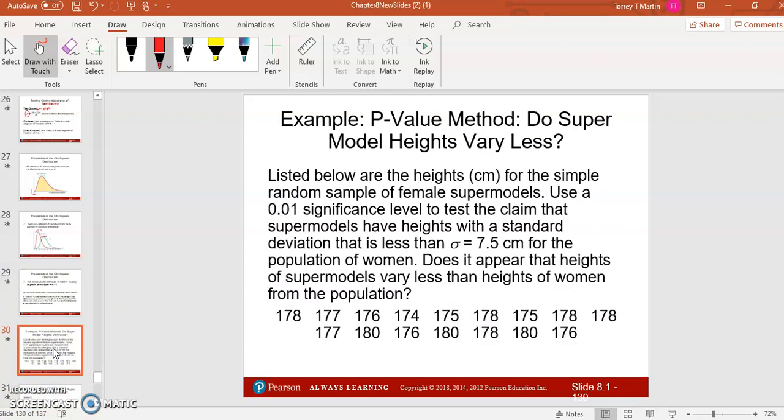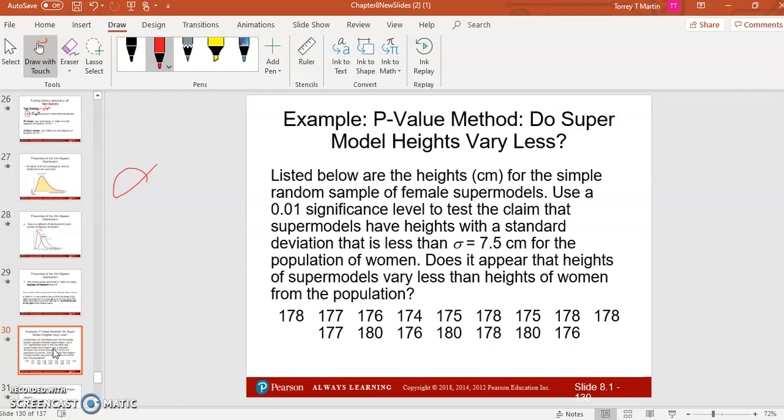So let's go ahead and look at this example. Here we have the p-value method, which is what they're going to be asking for in the homework. Do supermodel heights vary less? Listed below are the heights in centimeters for a simple random sample of female supermodels. Use a 0.01 significance level, so our alpha is going to be 0.01.